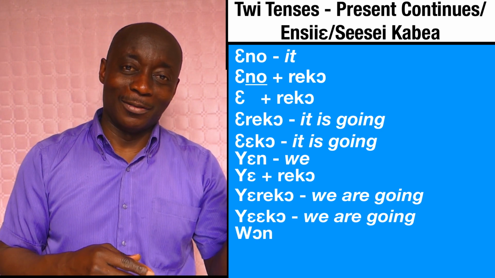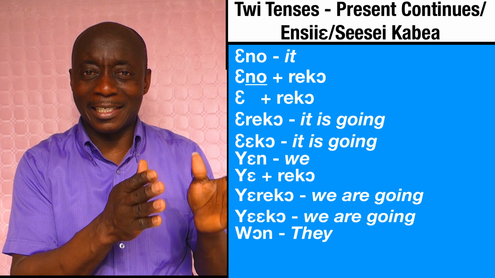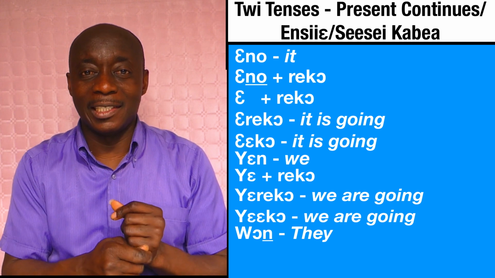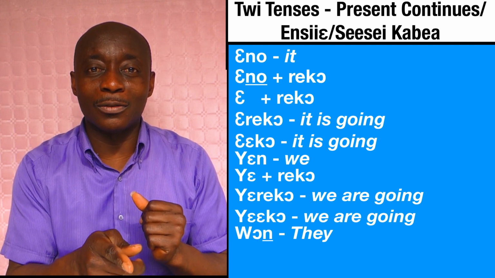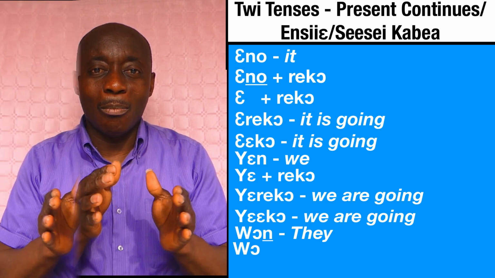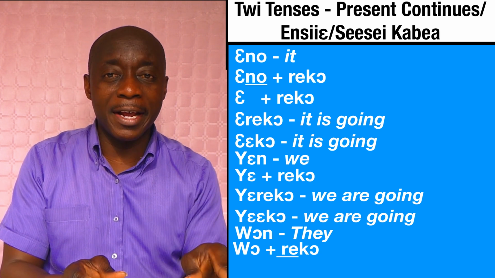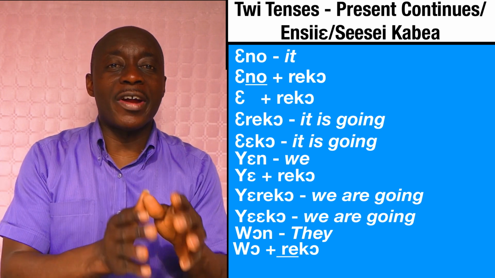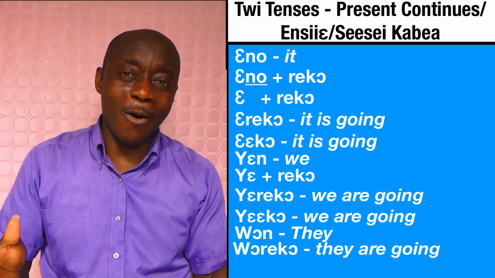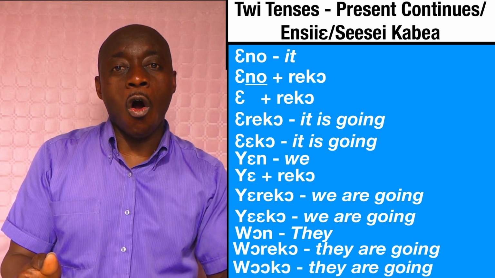Good. Let's take wone. What happens when wone is acting as a subject to a verb? It loses the n that ends it. So it will become wo. So wo plus reko. Don't forget to always preface the verb with re. So wo plus reko will become woreko. But in normal daily conversations, we will say woko.